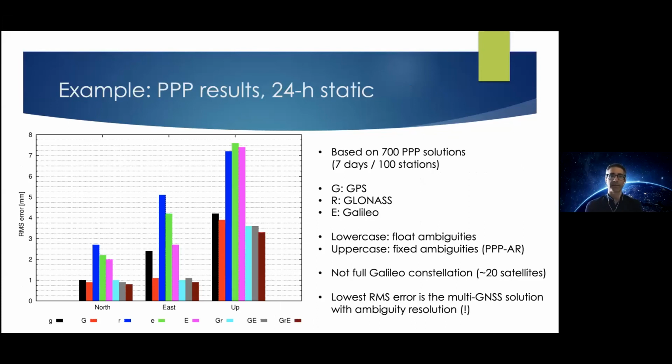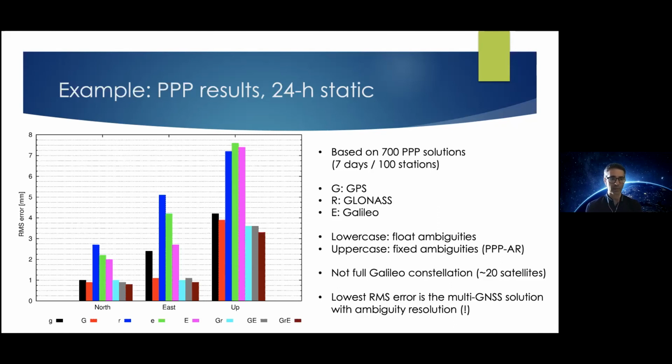And also ran some PPP results using these combined orbit, clocks and biases. And those are results for 24-hour static sessions. We see the RMS error for the north, east, and up components. And this is based on 700 solutions. I use different configurations of GNSS using the typical letters G for GPS, R for GLONASS, and E for Galileo. But here I've used lowercase letters to indicate solutions with float ambiguities and uppercase letters for solutions with fixed ambiguities.